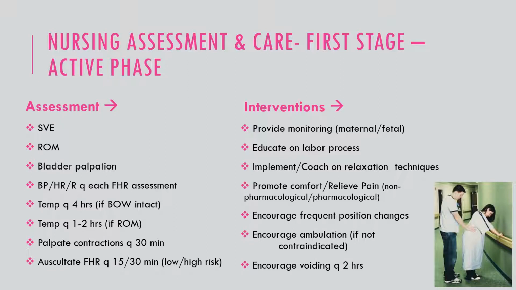For the active phase of the first stage, okay, so this is where the mom is dilated somewhere between 4 and 7-ish centimeters, right? Things are starting to get real. We're going to do sterile vaginal exams, still looking for rupture of membranes, palpating the bladder. All of these assessment techniques are the same, and even the time frame, palpating contractions every 30 minutes and auscultating fetal heart rate every 15 to 30, depending on whether you have a low or a high risk patient. So for the high risk patient, every 15 minutes, for the low risk patient, every 30 minutes.